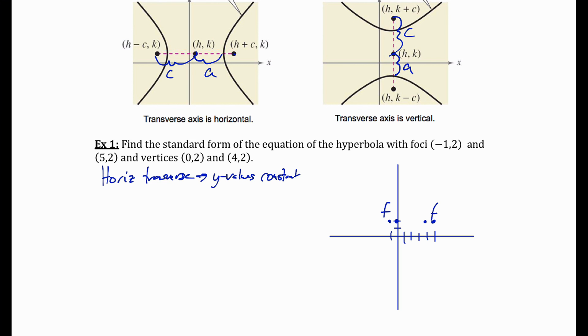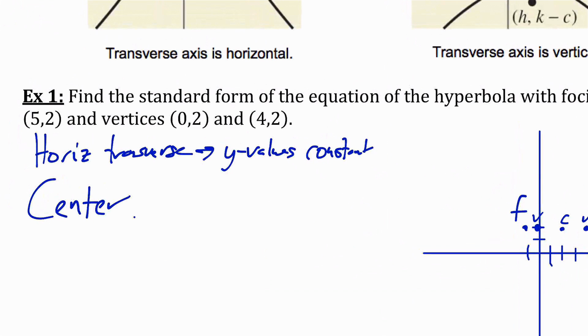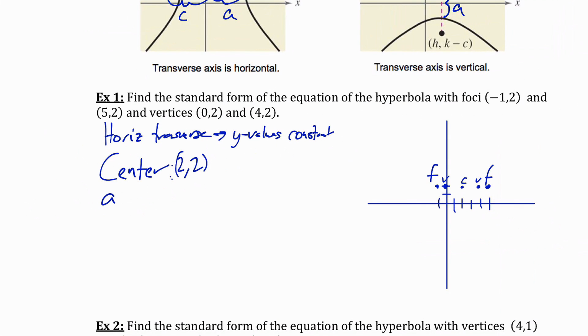Now, from this, let's go with our center. Our center is just going to be halfway between either the vertices or the foci. They end up being in the same spot. Let's just zoom in on the vertices here. So halfway between the two vertices is going to be at this point, (2, 2). So our center is at (2, 2). Now from there, we can get our a value and our c value. Our a value is the distance from a vertex to the center, and that's just 2.